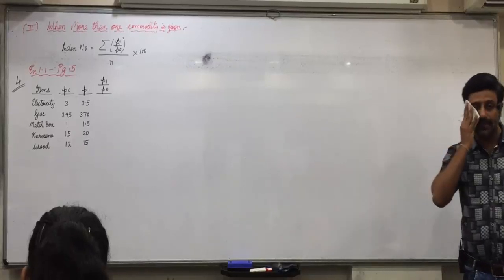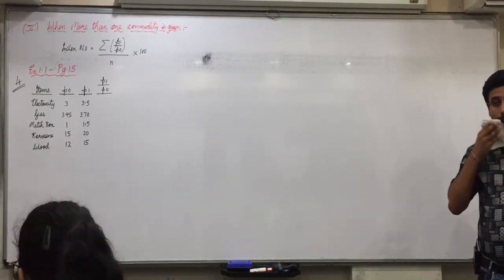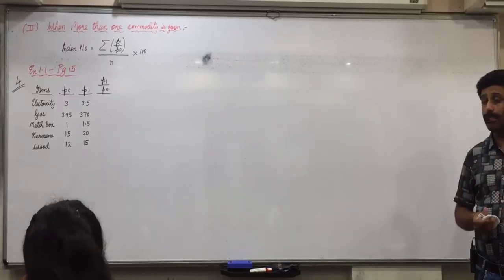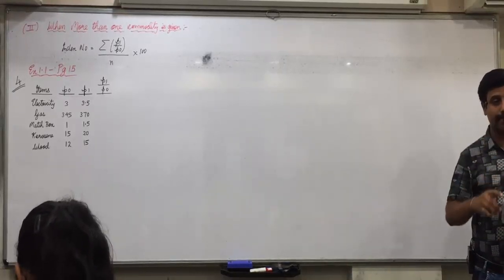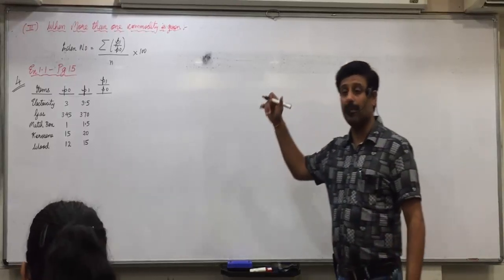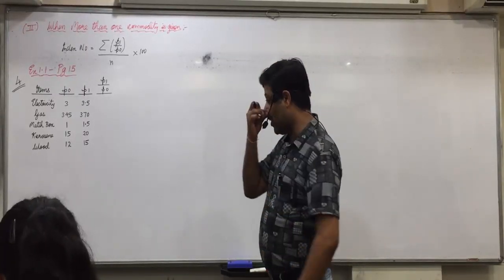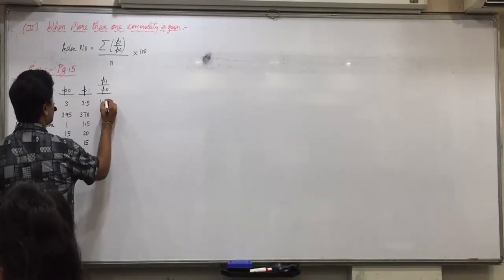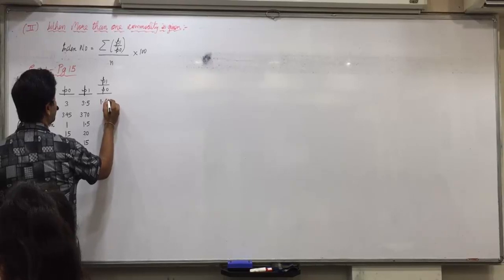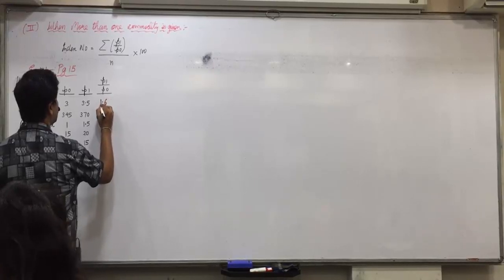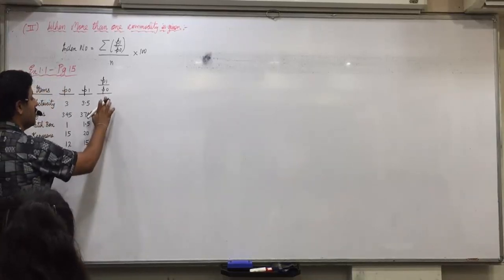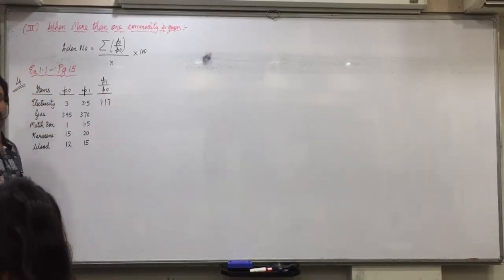Who is still writing it? All of you have written it till P1. Shall I proceed further? Now, as the heading is, we will do P1 upon P0. Do 3.5 divided by 3. 1.17. Okay. Do 370 divided by 345.